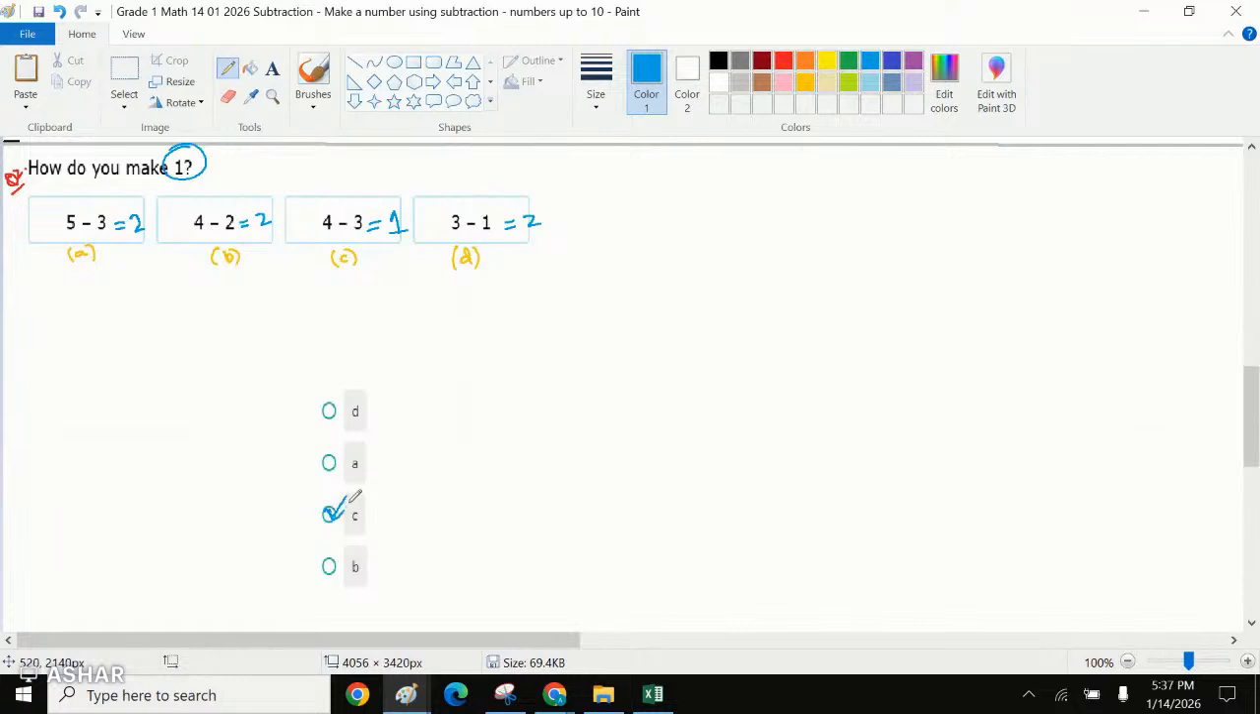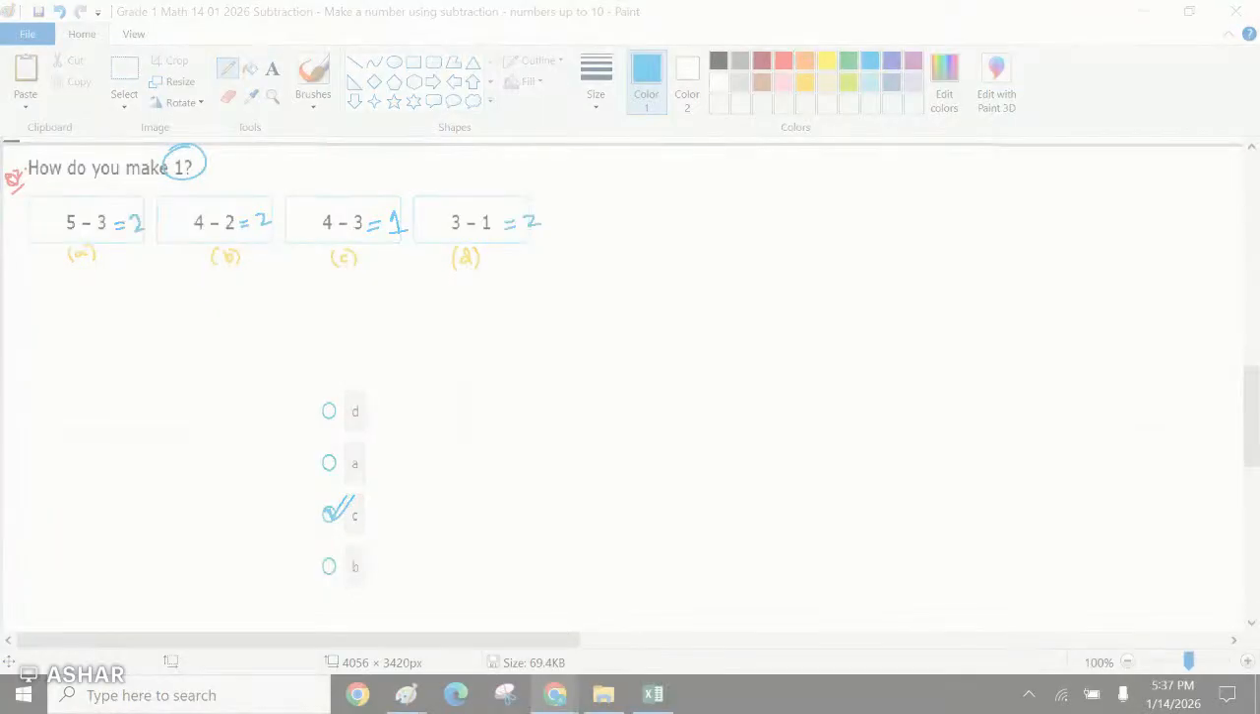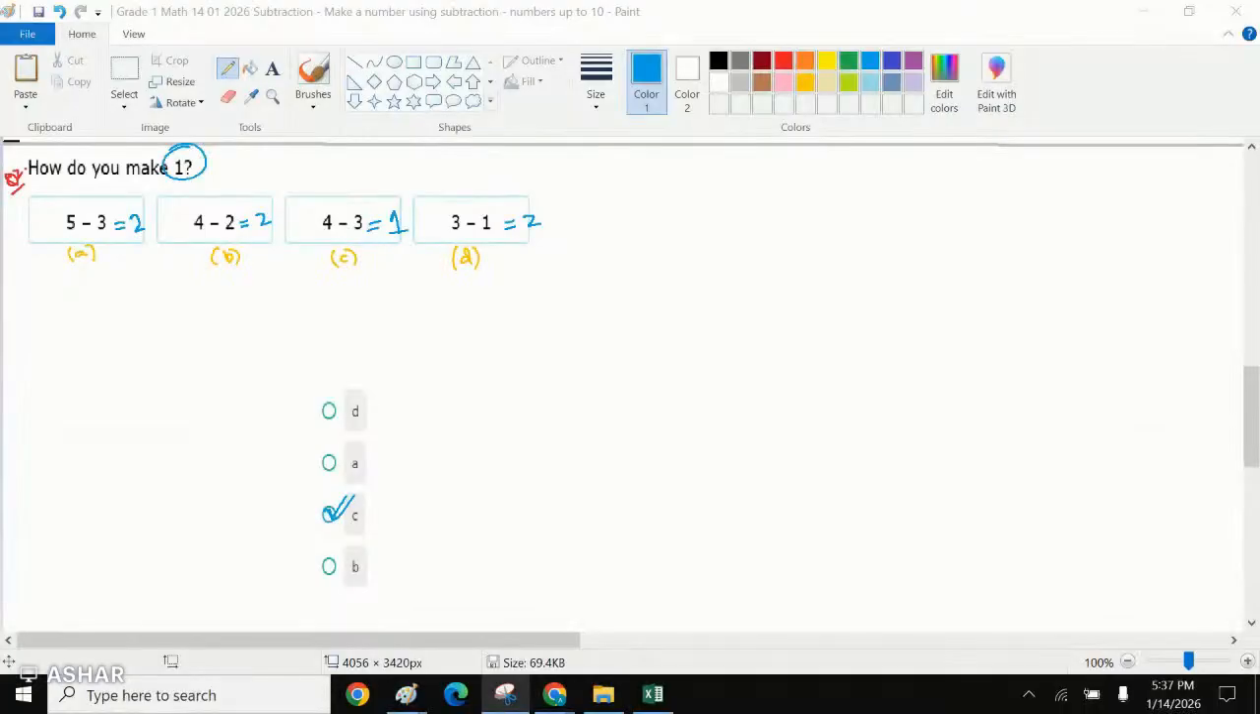Yes, thank you so much. That is option number C, so we click on option number C. Yes, thank you. We move on to the next question. The next question says, how do you make a 1 out of these values?